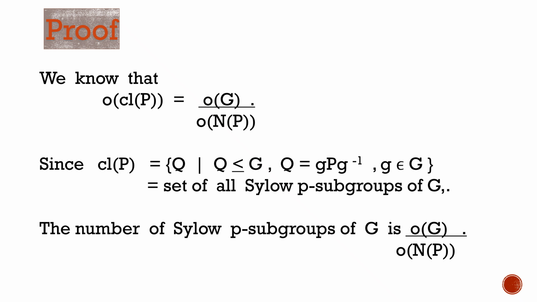We know that the order of the class of P is equal to the order of the group divided by the order of the normalizer of P. Since the class of P is equal to {Q}, where Q is a subgroup of G, Q is equal to gPg inverse, where g belongs to the group, which is equal to the set of all Sylow p-subgroups of G. The number of Sylow p-subgroups of G is equal to the order of the group divided by the order of the normalizer of P.